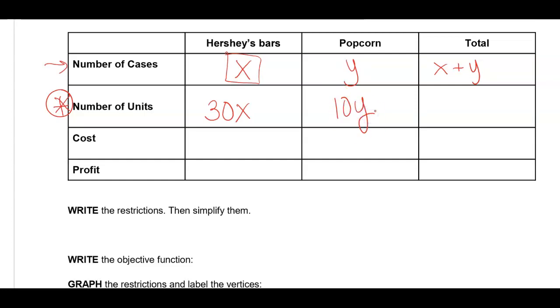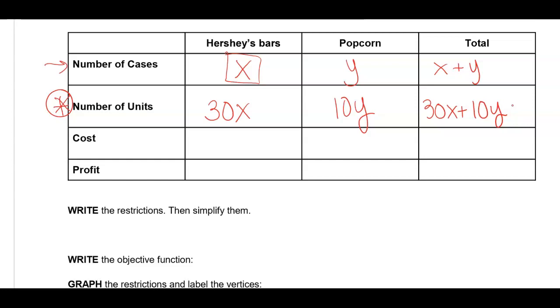And so if I want to add up how many items I've ordered in total, I would have to add 30X plus 10Y. So this first total is the total number of cases. The second total is the total number of units. Which one is actually going to be used more in this problem? Which one do we have information about? Units, right? So that's why we had to transfer it over that extra step, because the limitation was about units. So even though we have to order in cases, we want to translate that into what it means in units so we can relate it to some of the information that was given to us at the beginning. Okay.